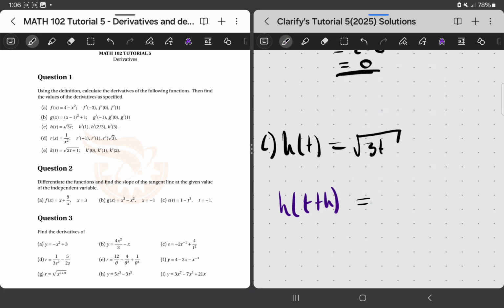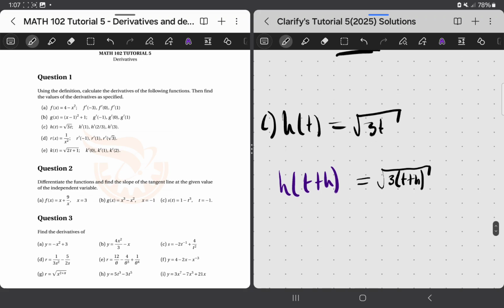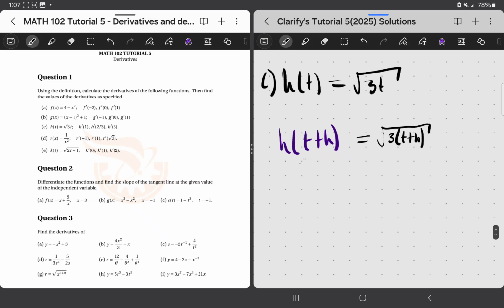This is just going to be, instead of t, we are putting t plus h. So it'll be the square root of 3 times, instead of t, you put t plus h in brackets, because the 3 was affecting t, and now it should affect t plus h, both of them. So it's the square root of 3 times t plus h. Wherever there's a t, we put t plus h, which we could then just say is the square root of 3t plus 3h.